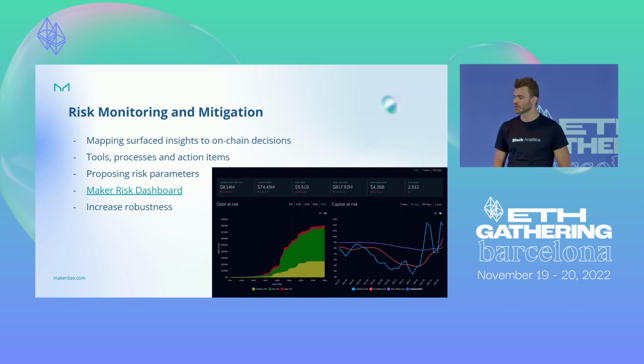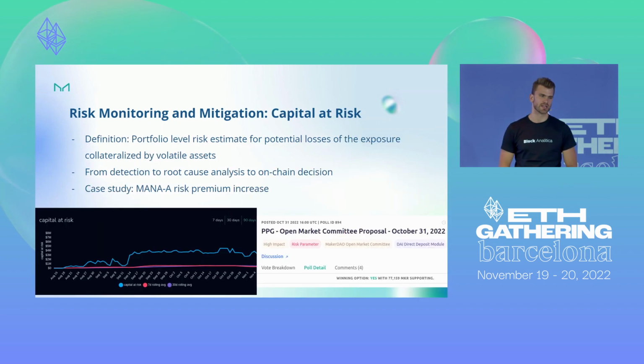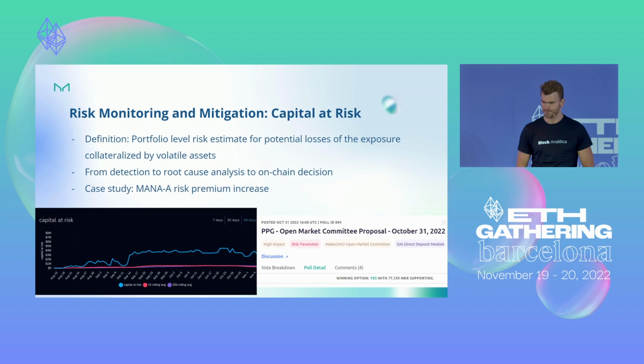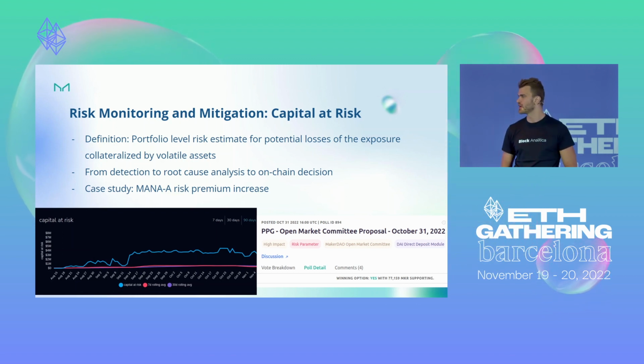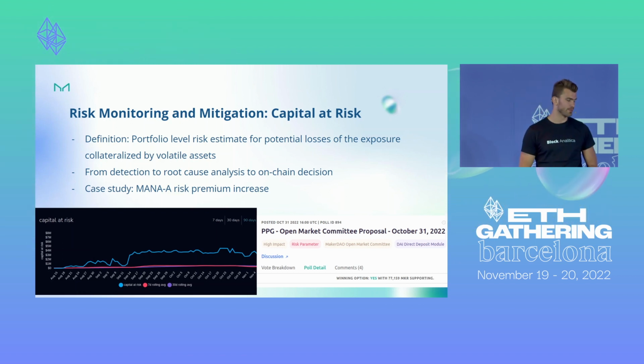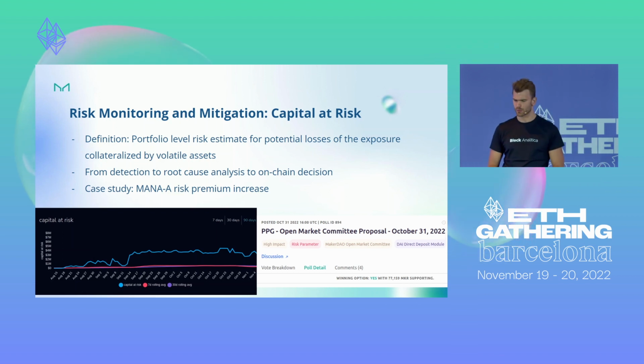First, we have capital at risk, which can be defined as a portfolio level risk measure for potential losses given certain market shocks, and it has to do with the exposure collateralized by volatile assets. What we're interested in is moving from detection, meaning monitoring, to root cause analysis, answering the question of why something changed, and all the way to the point where we translate it to an on-chain decision. One recent example was the MANA-A risk premium increase.